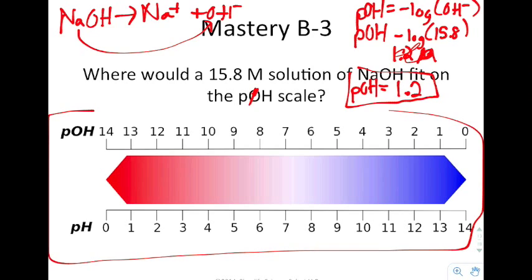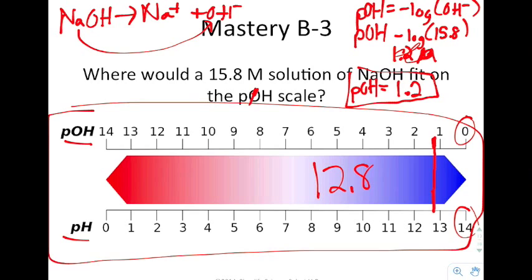This is actually what we're going to get into in the next slide, but the pOH scale and the pH scale are related. If you have a 14 on the pOH scale, that's a 0 on the pH scale. If you have a 0 on the pOH scale, that's a 14 on the pH scale. So I'm going to say, okay, I have a pOH of 1.2, and that's going to put me right here. When I go down, it's going to put me right at about 12.8 as my pH.